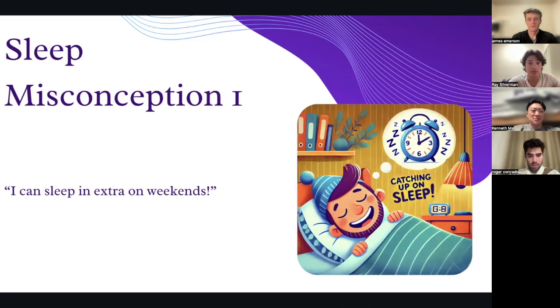Now let's demystify some common sleep misconceptions. The first common misconception is thinking I can sleep in extra on weekends. This isn't quite true, because sleeping extra on weekends and not sleeping a consistent amount every day will disturb your circadian rhythm, which can be relatively unhealthy.